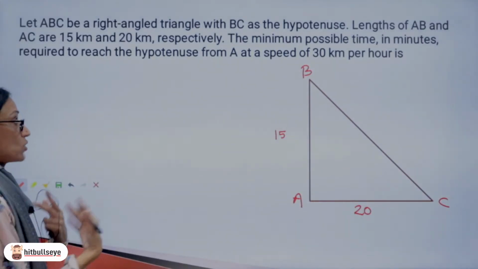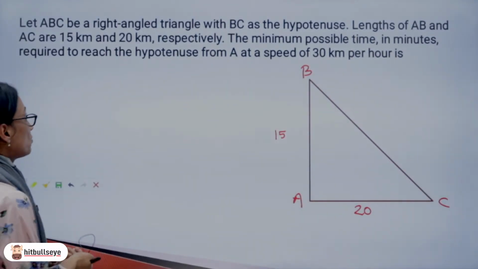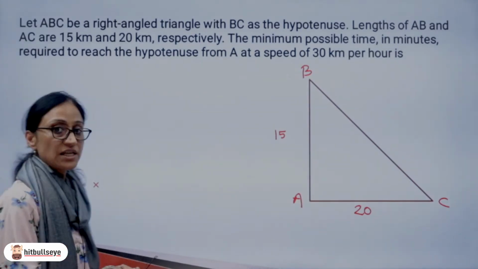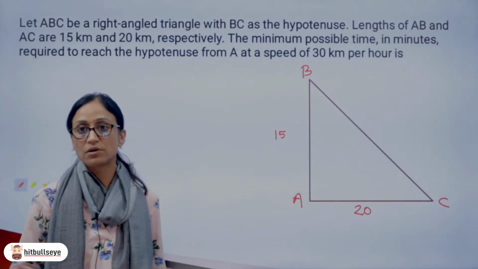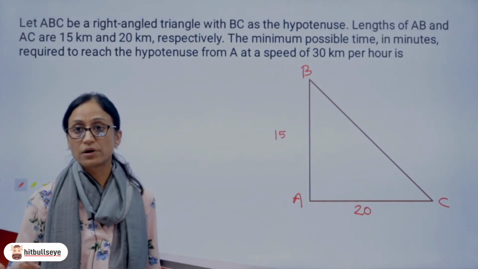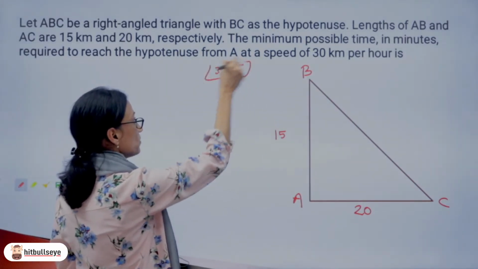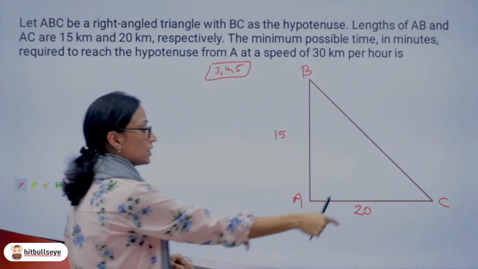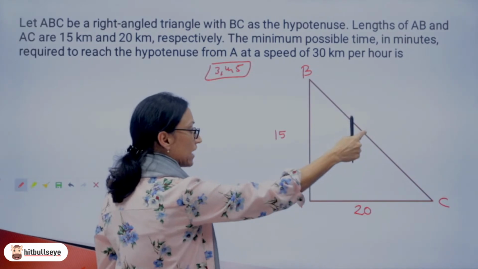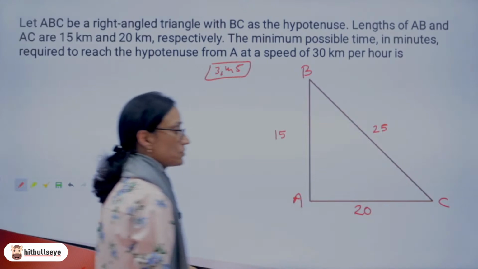Do we have to actually solve for the hypotenuse? The answer is no. It's a famous Pythagorean triplet coming up again. The length of AB is 15 and the length of AC is 20, which tells you that the hypotenuse has to be derived from the famous Pythagorean triplet 3, 4, 5. Any multiple of the Pythagorean triplet 3, 4, 5 is also a Pythagorean triplet. 15 is 5 times 3, 20 is 5 times 4. So the hypotenuse is 5 times 5, which is 25 kilometers.